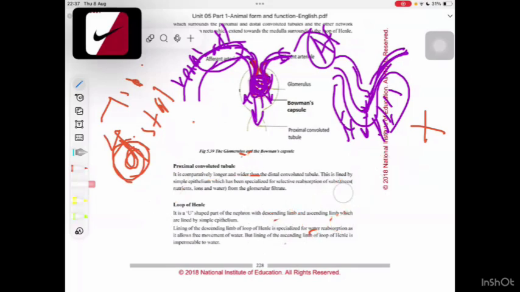This is lined by simple epithelium, which has been specialized for selective reabsorption of substances, right? You have to learn the particular epithelium type that lines that particular tubule. So this is lined by simple epithelium, specialized for selective reabsorption of substances. We'll learn what this selective reabsorption is; wait for now. It is specialized for selective reabsorption of substances like nutrients, ions, and water from the glomerular filtrate, right?